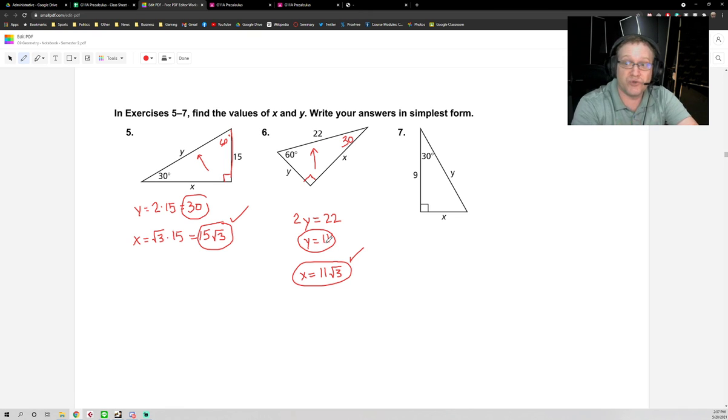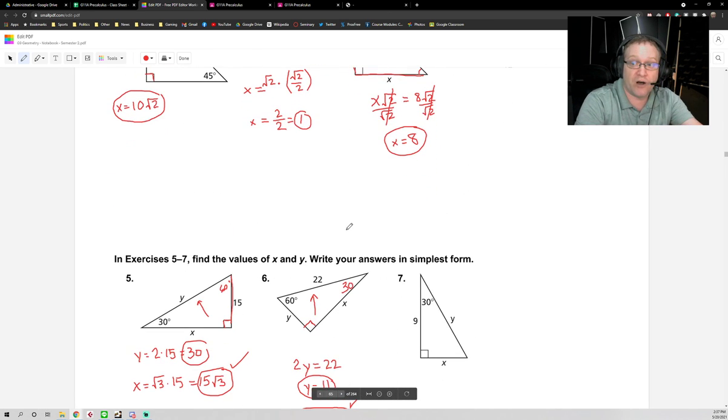Okay? So you can use that now to go into your homework. All the problems are exactly like these ones. All right? All the problems in your homework tonight are exactly like these. Okay?